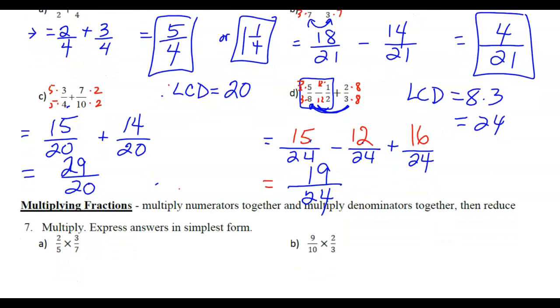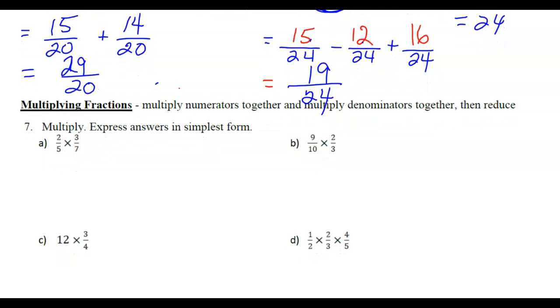Now it's 19. And you can't reduce that one. Okay. So common denominator is needed for adding and subtracting, preferably the lowest common denominator. For multiplying, yep.